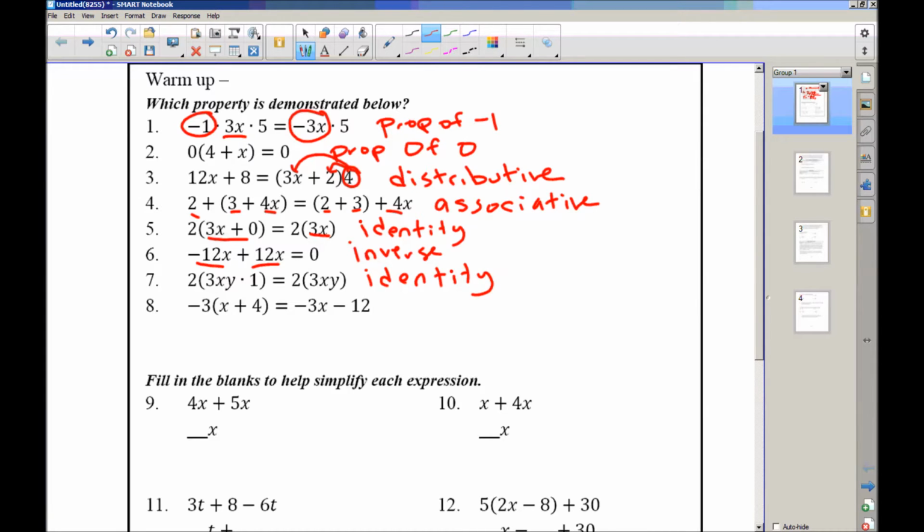And the last one, more time, we are distributing. The negative 3 hops the fence. So this is the distributive property. It makes the parentheses disappear.